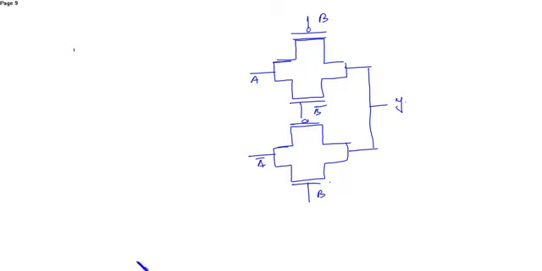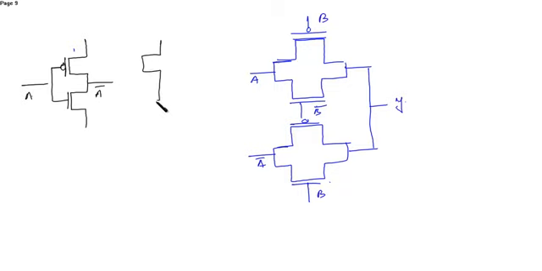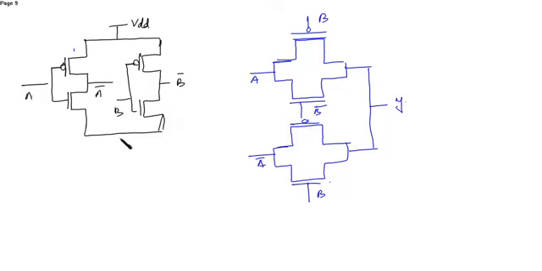So what you will do? Here you will need two inverters, with input A, output A bar, another inverter, input is B, output is B bar, connected to VDD. These two are connected to ground.